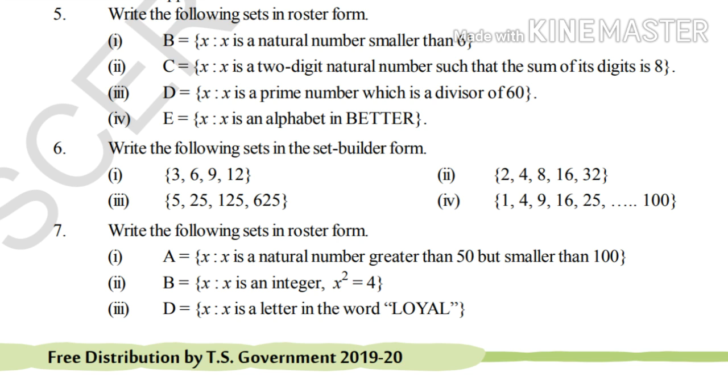Next, third question. D is a set of all elements x such that x is a prime number which is a divisor of 60. What does it say? A prime number and it is a divisor of 60. What is the meaning of divisor? Yes, 60 should be divisible by that number. 60 should be divisible by the prime number.